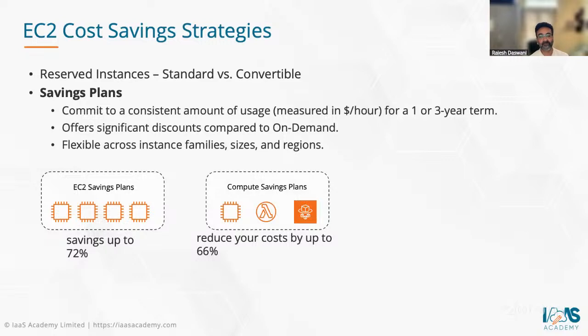There's a compute savings plan. This is where the amount that you've committed can be spread across other compute services as well, so not just EC2 instances. You can use it against your Lambda functions and your Fargate containers as well. And then there's a SageMaker savings plan, which obviously is for machine learning purposes and all of your machine learning consumption as well.